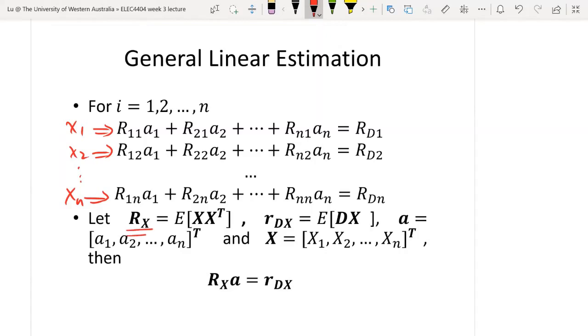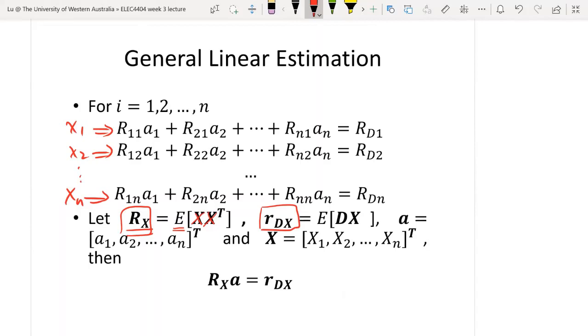Let's just assume Rx equals the expectation of the X matrix times the transpose of the X matrix. In other words, this Rx is the correlation matrix of the observation data. So we learned this one in the week 2 lecture, okay? And this lower-case r_dx is a vector, and it should be a column vector. The elements in this vector are the correlations between the desired signal and the observation data.